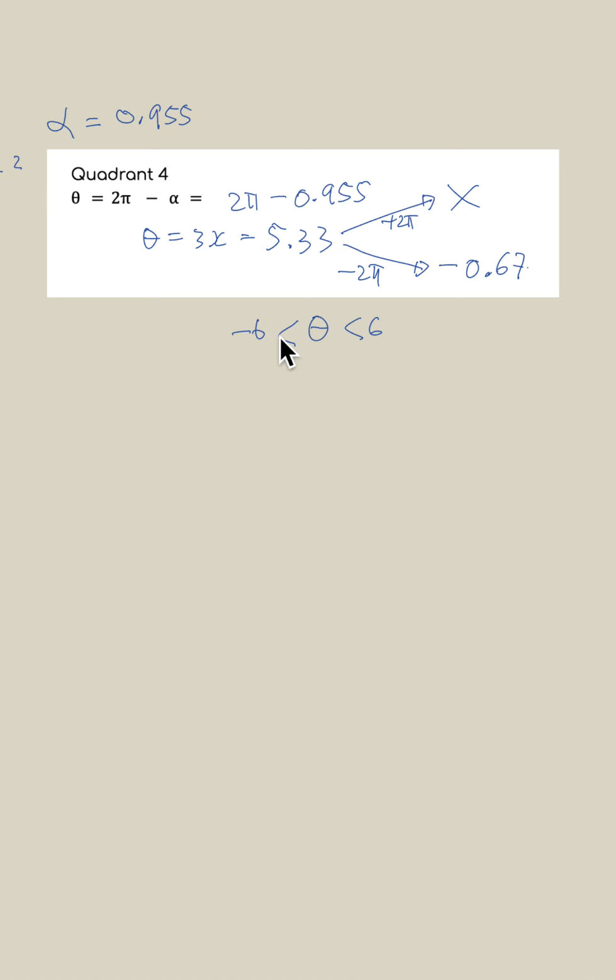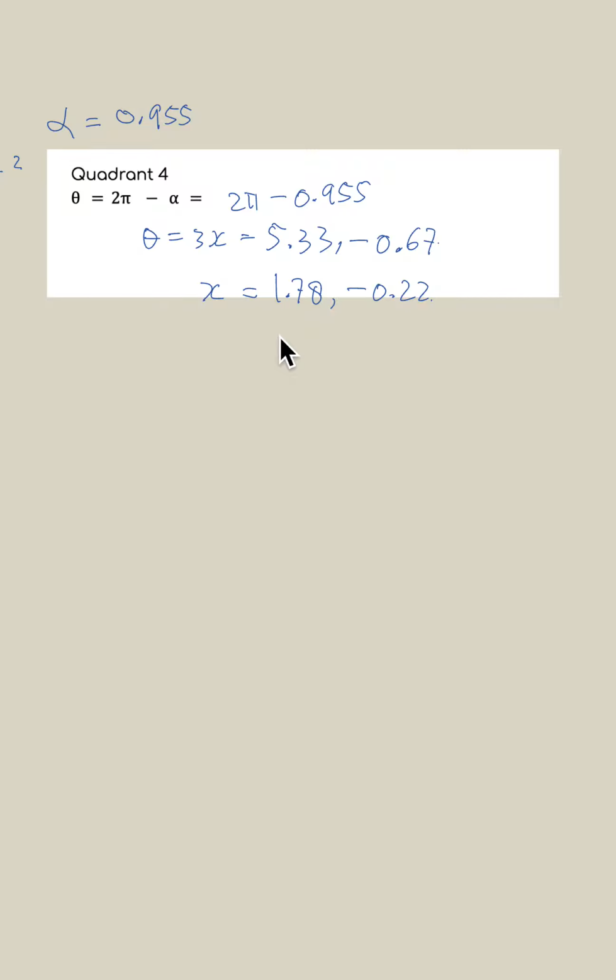For 3x, it is not the answer yet. We still must find the values of x here. We just divide by 3. 5.33 divided by 3 is positive 1.78. And negative 0.67, if you divide by 3, you're getting negative 0.22. Also between negative 2 to 2, so it's within the range.